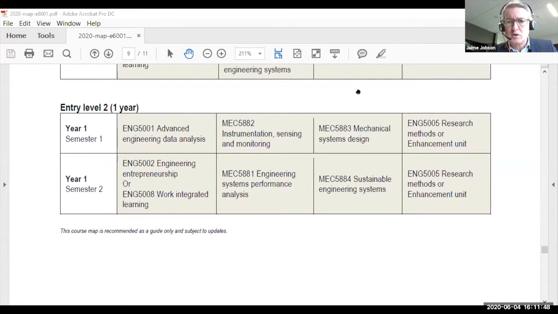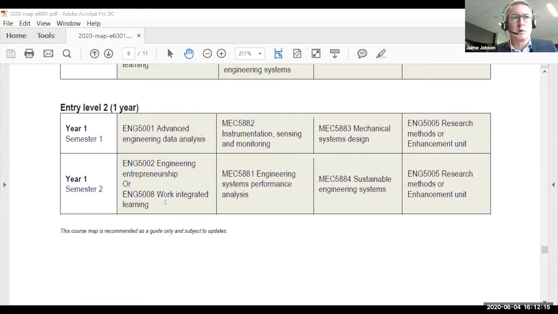Obviously, less structure. But you can see you've got your data analysis, instrumentation, mechanical design. You've got a research methods or enhancement unit. And then, just so that you know, Eng 5008, work integrated learning, that's the internship. So you can either do the subject that is entrepreneurship, or you can do an internship, and that credits you with a unit's worth of credit.